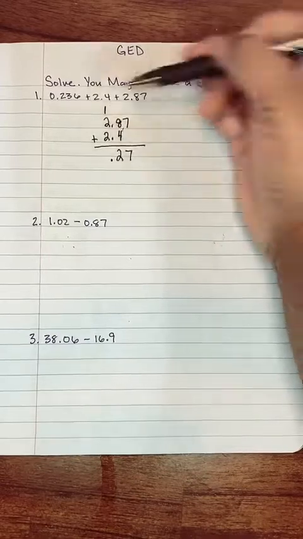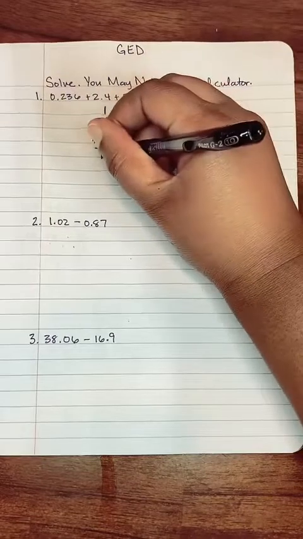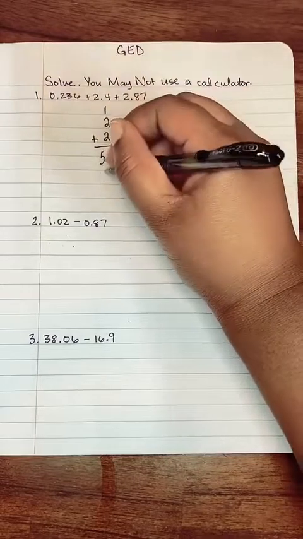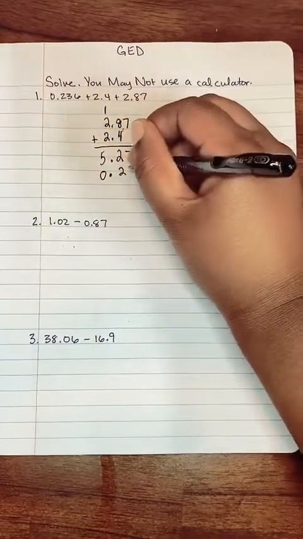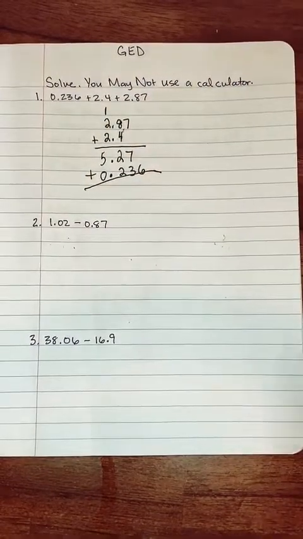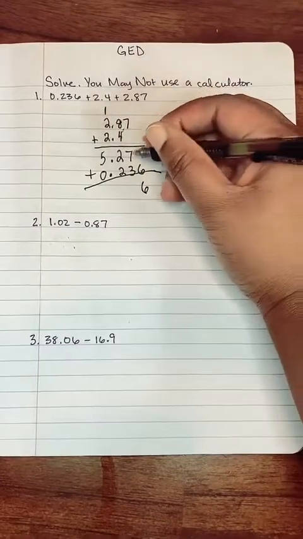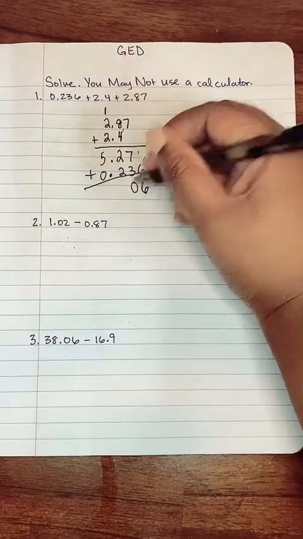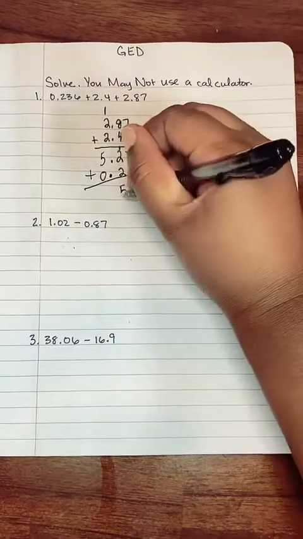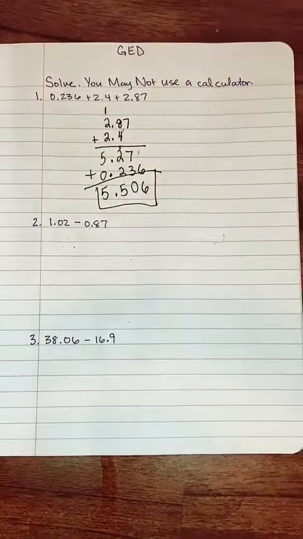So now I just need to add this part. Well, 0.236. I'm going to add those. And then 0 plus 6 is just 6. And then 7 plus 3 is 10. And then 2 plus 2 is 4 plus 1 is 5. And then we have 5.506. And if you said that was your answer, perfect. Yes. Good. That is our answer. Yep.